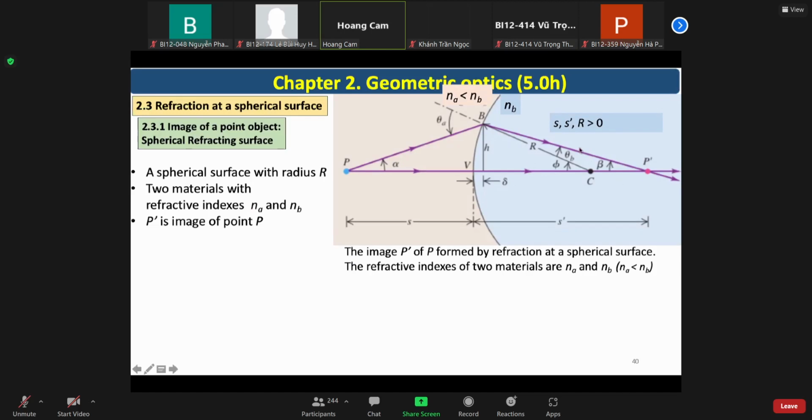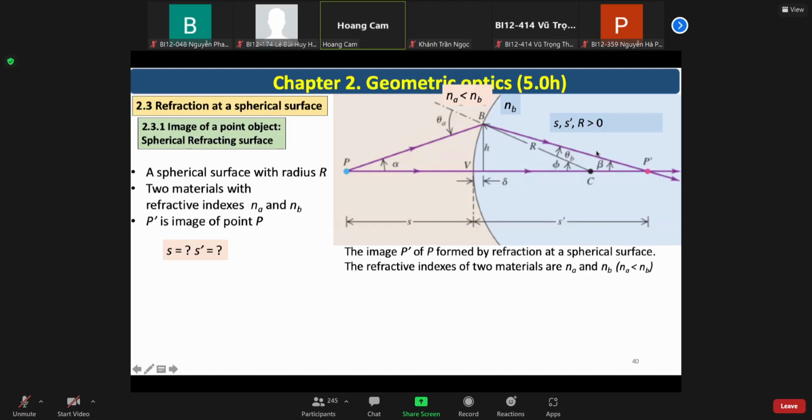So here we have the formation of the image, and the angles theta A and theta B, also the angles alpha and beta, which are the angles between the optic axis and the incident ray, and the optic axis and the refracted ray respectively. Phi is the angle at the center of curvature here. We need to find S and S prime, which I note with the question mark. In fact, it is a relationship between S, S prime, and R that we need to find out.